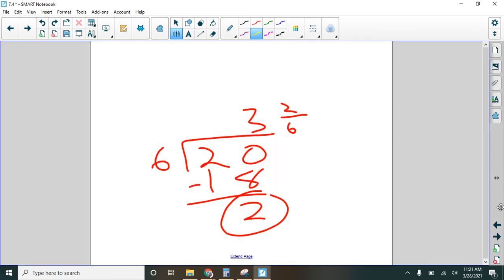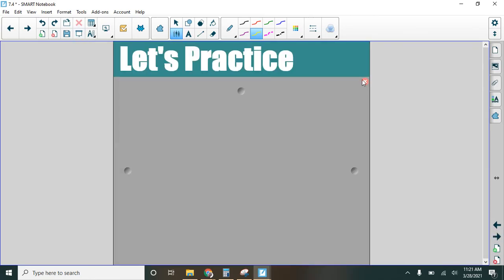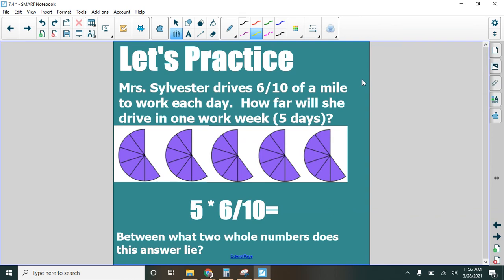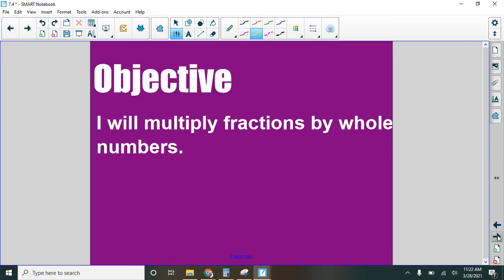All right, I believe we have one last practice problem left, if I remember. We do. Here it is. Let me give you a chance here to read this and solve, and then we'll check. All right, you should have ended up with 30/10, which equals 3, right? This is 30/10, which equals 3. And kind of hard to describe this here between what 2 whole numbers. It doesn't really end up between 2 whole numbers because it ends up as exactly a whole number.